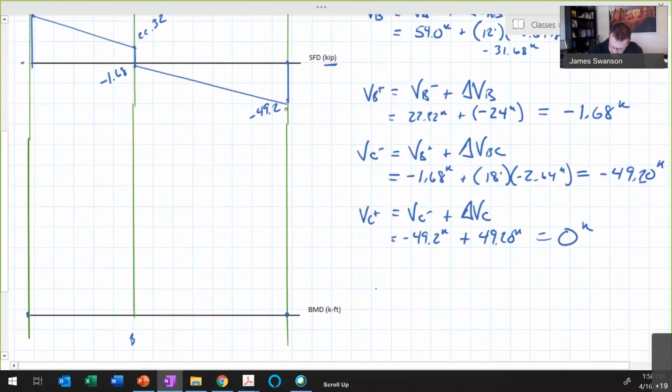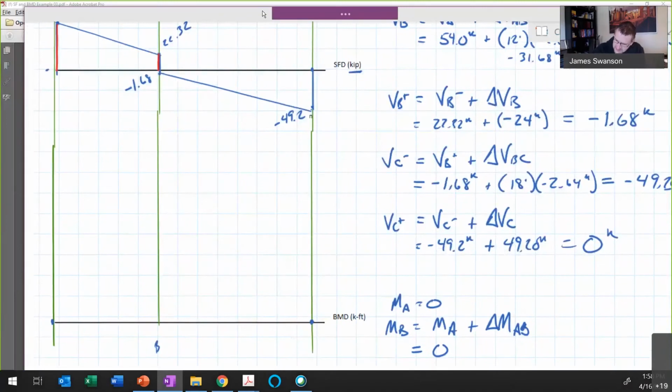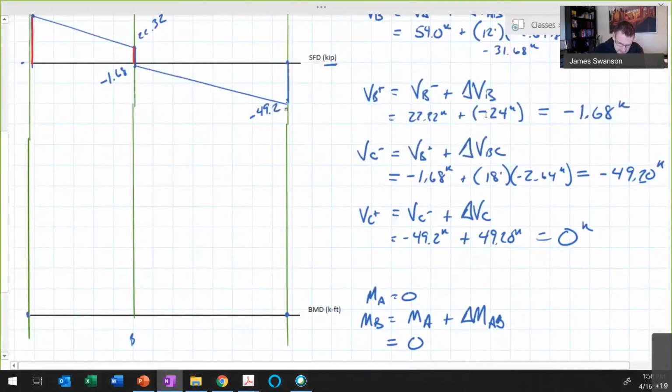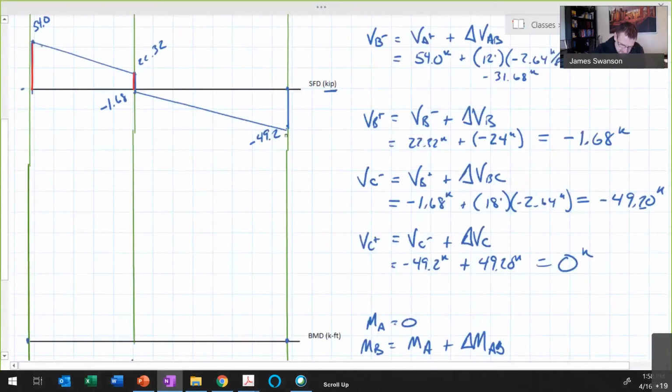So we know that the bending moment at A is equal to 0. We know that the bending moment at point B is equal to the moment at point A plus the change in moment between points A and B. So this is equal to 0, and then the change in moment between those 2 points is equal to this area under the shear force diagram. Calculate that area there. So that is the change in moment between points A and B.